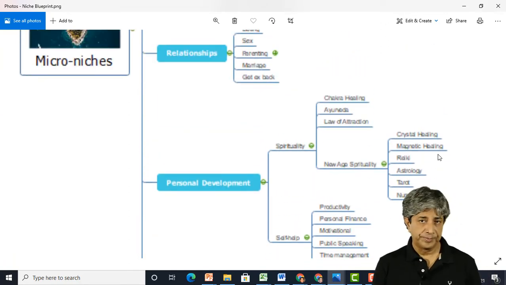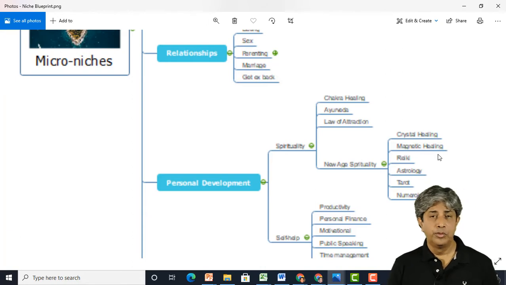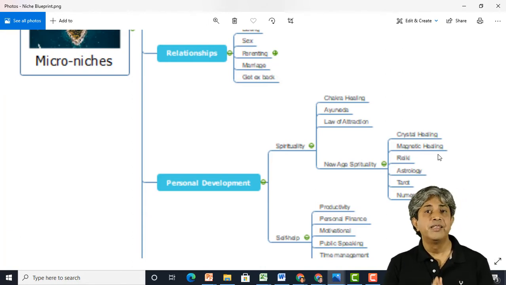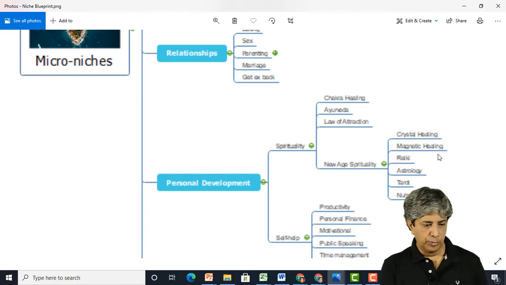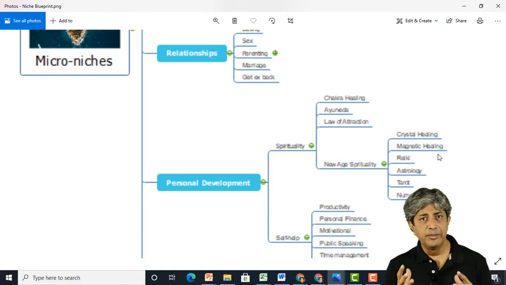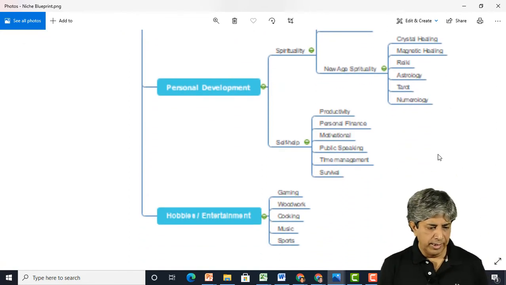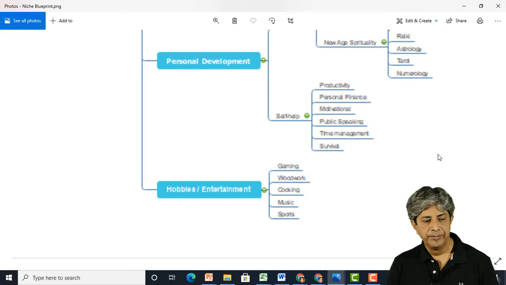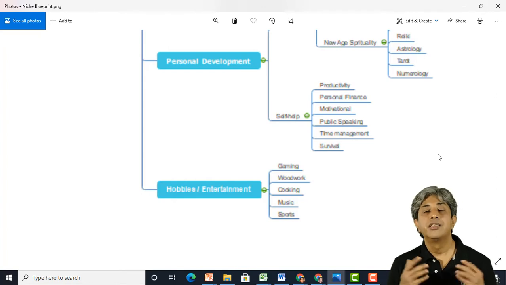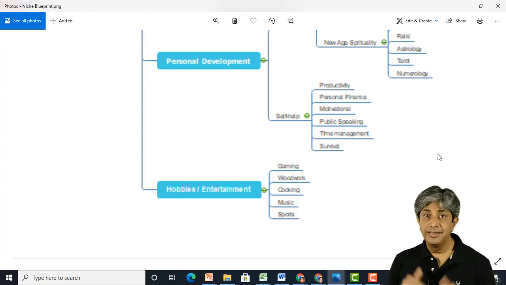I've added on two more to the top three, two more areas which I feel are also very high potential. One is personal development, under which you could have spirituality as another large segment. And within spirituality, you have chakra healing, Ayurveda, law of attraction, all of those things come within the broad segment of spirituality. Alternatively, you could also look at self-help as another area, under which you could have productivity, personal finance, motivational, public speaking, time management, and so on and so forth.